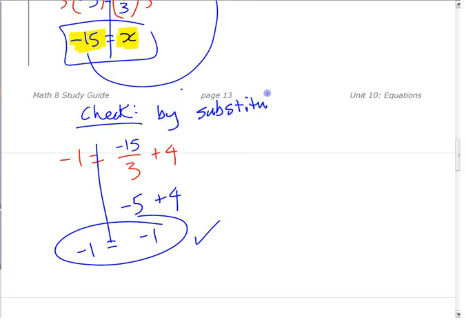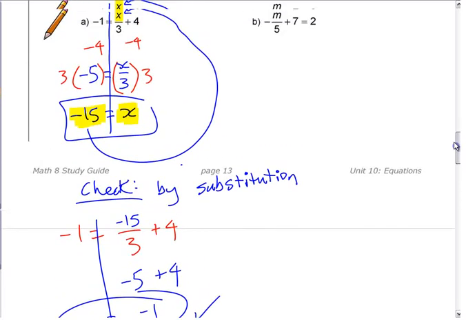What does substitution mean, or substitute? If you're playing soccer and you call to the ref, subs, you switch something. You're replacing one player with another. Right here, you're replacing the x with negative 15. Okay, let's quickly do the second one here.